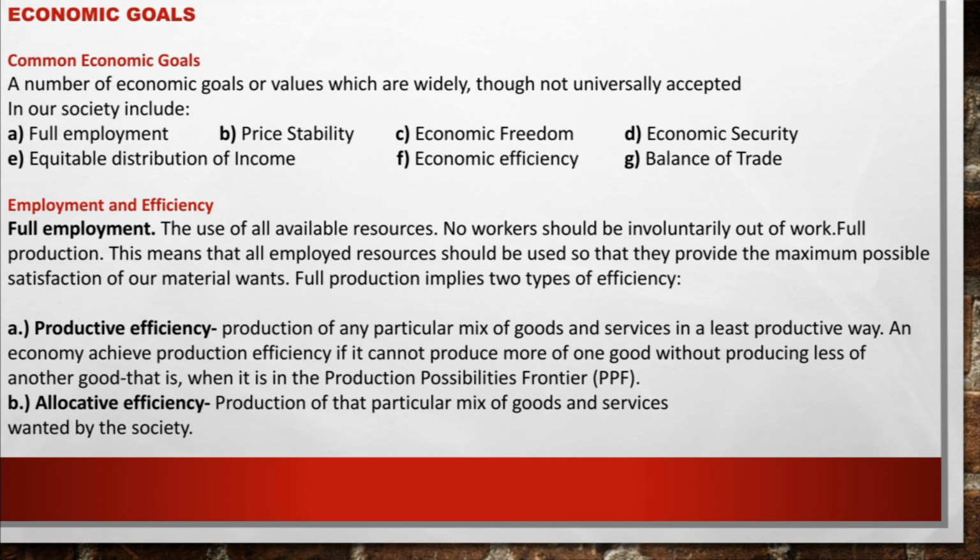We have A. Productive efficiency, production of any particular mix of goods and services in the least costly way. An economy achieves productive efficiency if it cannot produce more of one good without producing less of another good, that is, when it is on the production possibilities frontier or PPF. We have B. Allocative efficiency, production of the particular mix of goods and services wanted by the society.